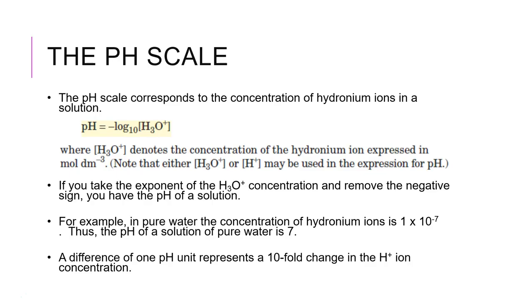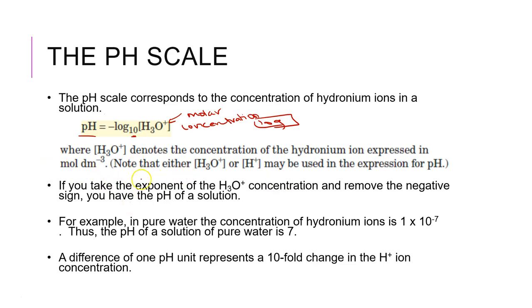So the pH scale corresponds to the concentration of hydronium ions in solution, and the pH value is given by this equation here. You'll notice it is the negative log to base 10, so you'll be using the button on your calculator that says log, which is our base 10 log, and these square brackets here indicate molar concentration. So when we type this into our calculator, we would put negative log to base 10, open up the brackets, type in the concentration of hydronium, close the bracket and hit enter, and the answer that we get will be our pH.